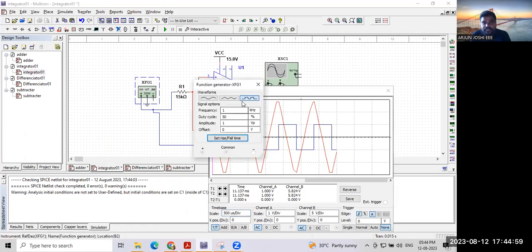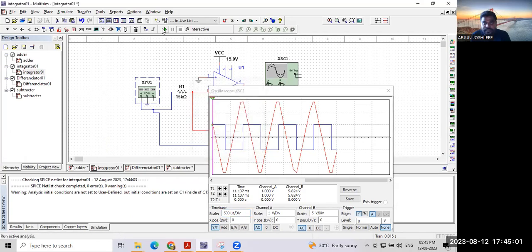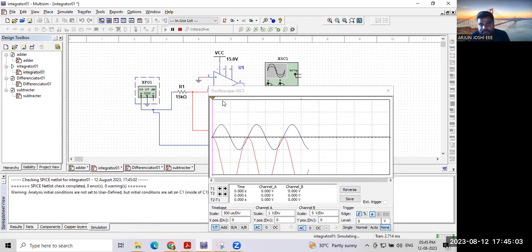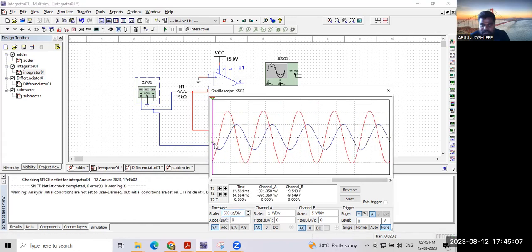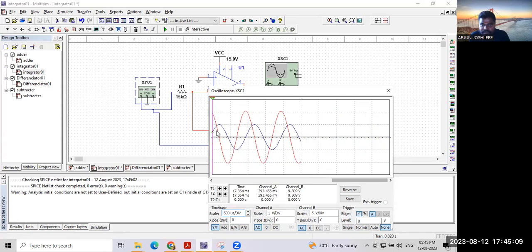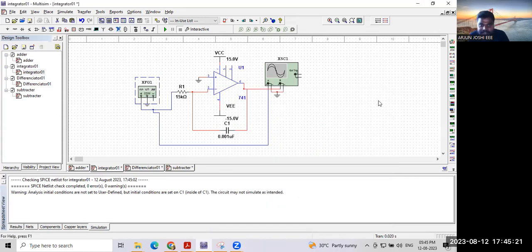Now I'm going to change this to a sine waveform and run. Yes, we get a cosine waveform. The sine waveform starts from 0, and the output starts from here, so for input sine, the output is cosine. Thank you so much. This is an integrator. In the next video, let's understand the differentiator.